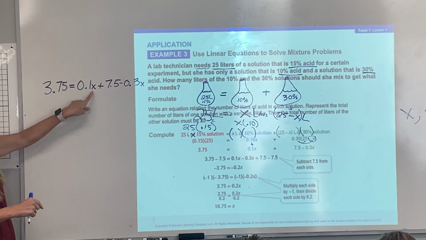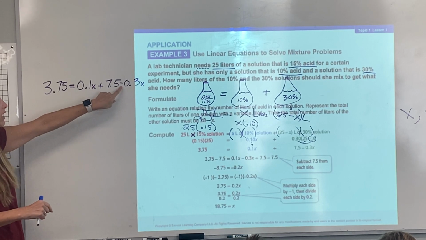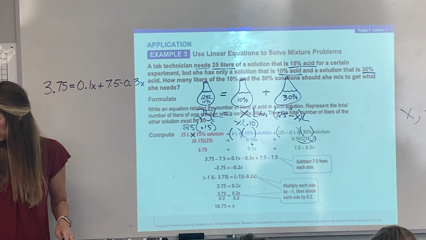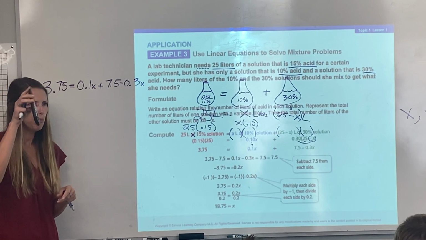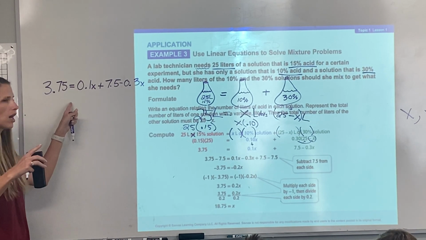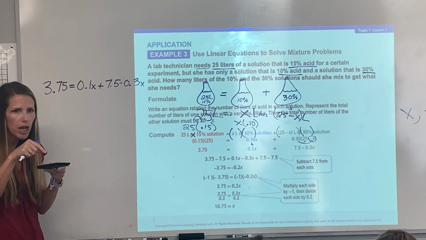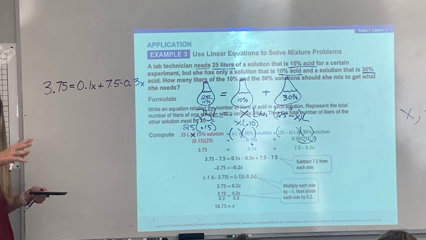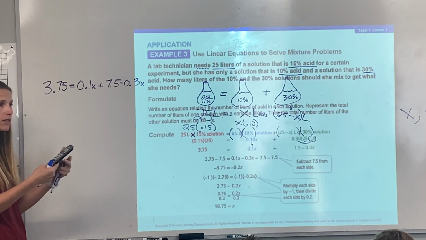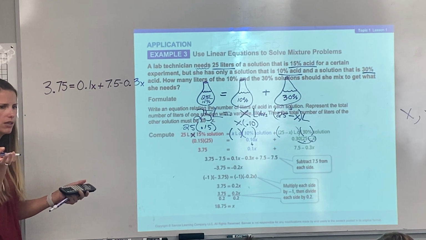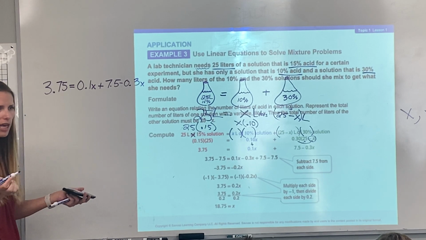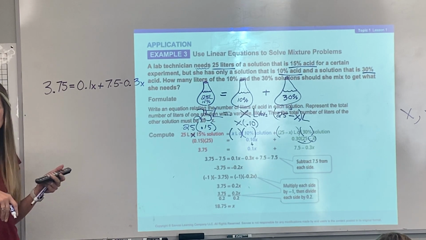3.75 equals 0.1x plus 7.5 minus 0.3x. Guys, there are decimals involved here. That's what these beautiful things are for, because what we're focusing on is more the concept rather than, do you know how to add decimal numbers? You already learned that, you've mastered it, so we're going to let our calculator do the hard work, okay? We're going to solve this just like we would with regular whole numbers, and we're going to use the calculator to work out the decimal portions, okay?